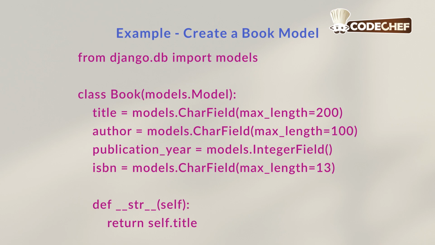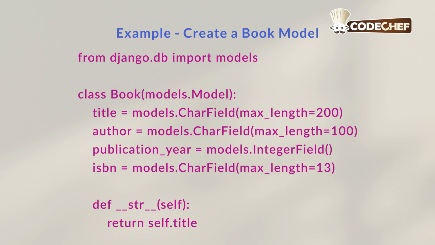Now let's create an example Book model. So here is the code for that. Here we have defined four fields: title, author, publication date, and ISBN. Each of these will become a column in the database. And Django also adds an ID field automatically as the primary key.